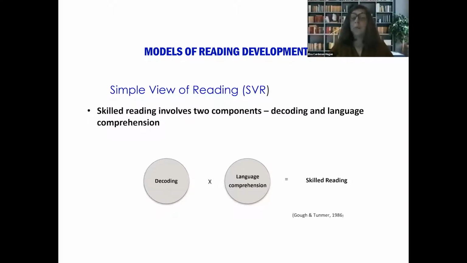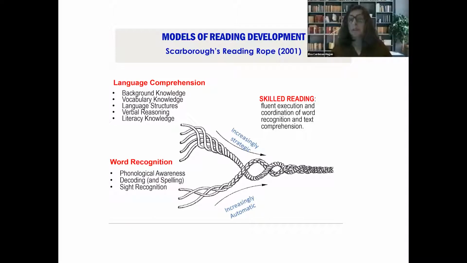Dr. Hollis Scarborough, through her reading rope, really expanded upon this idea of the simple view of reading and said, you know what, to get to those foundational skills, those word recognition skills, you must have these other skills, phonological awareness. You must understand how print works so that you can decode and read those words correctly. And that affects also how well you're able to spell. And you must recognize the words, right, that don't follow the patterns and that you have to learn by sight. But we want to become increasingly automatic with that.